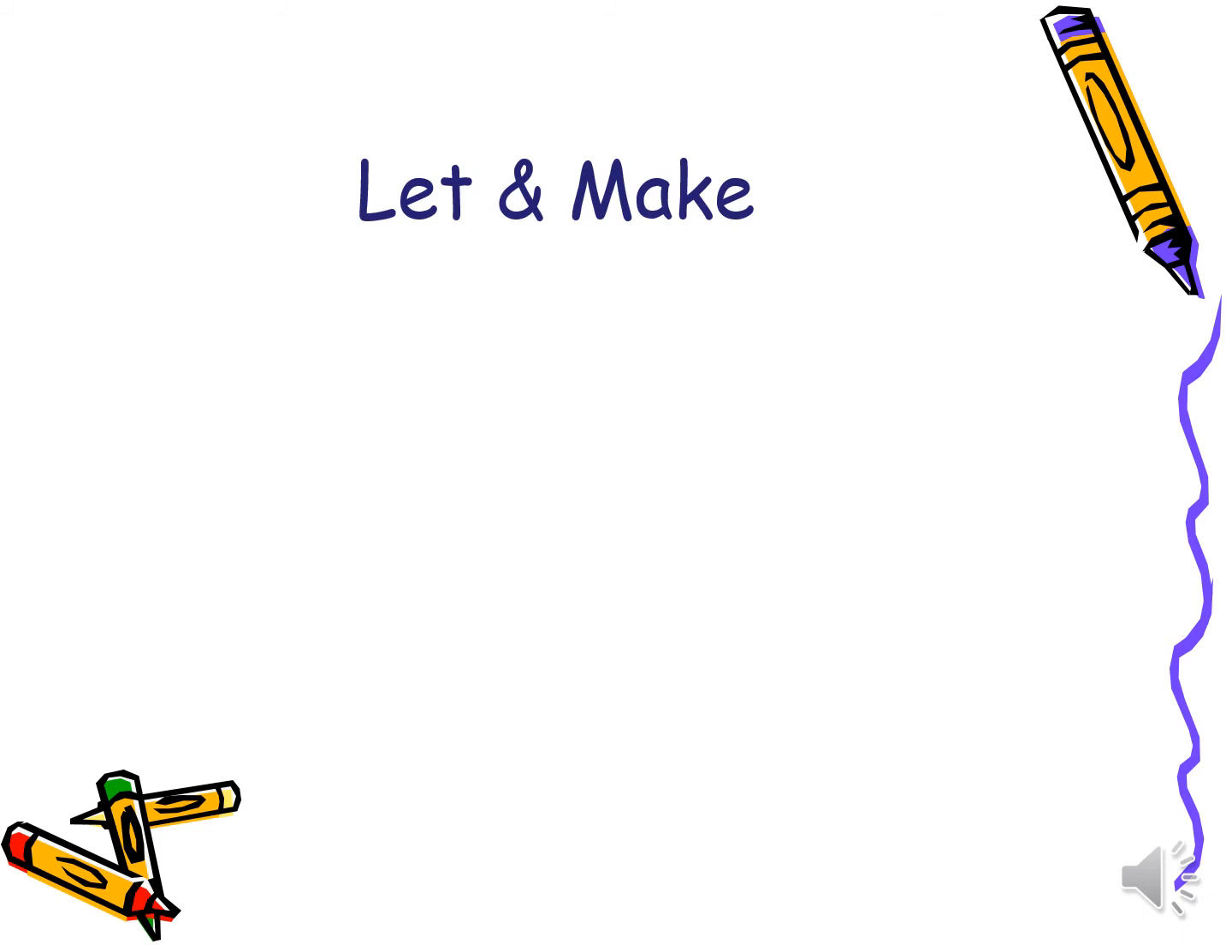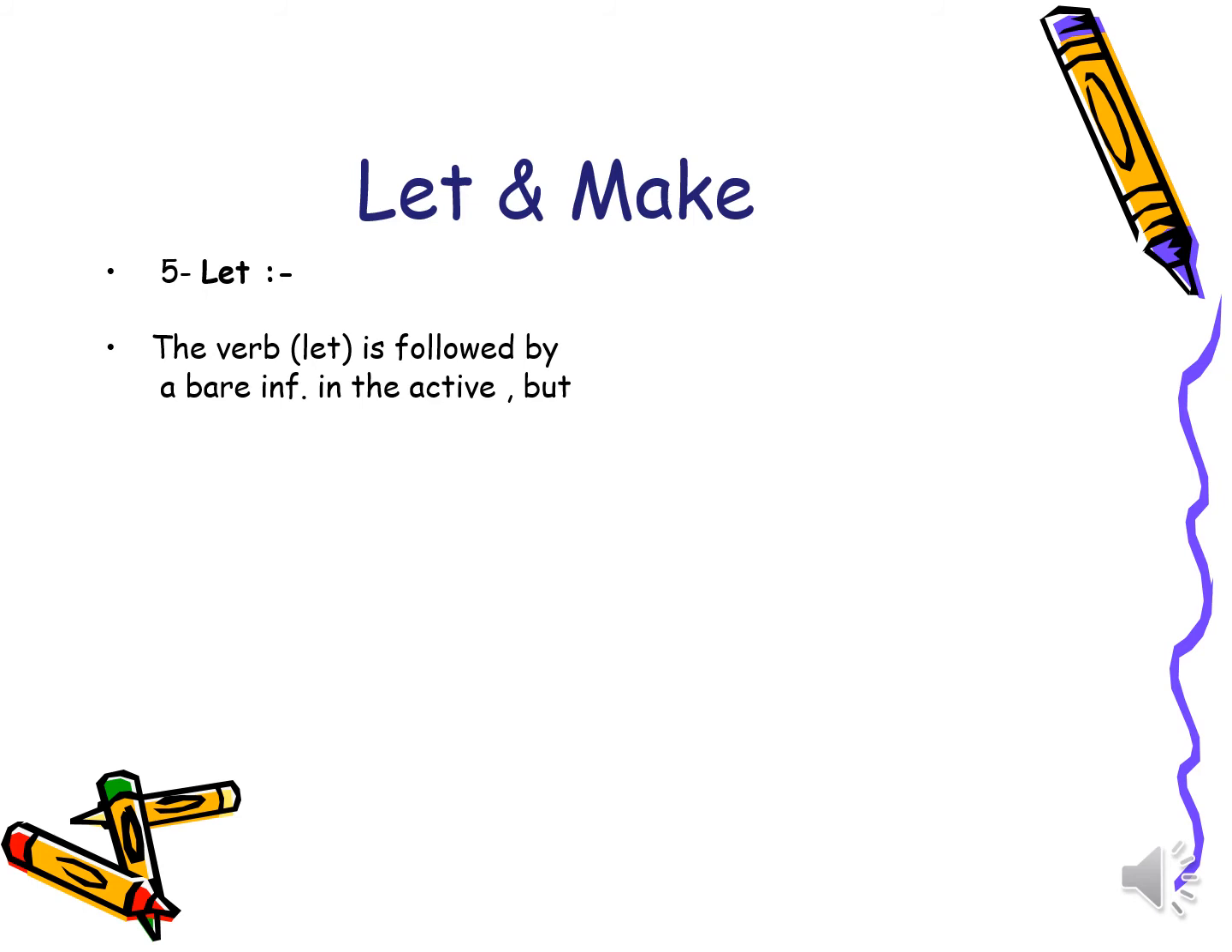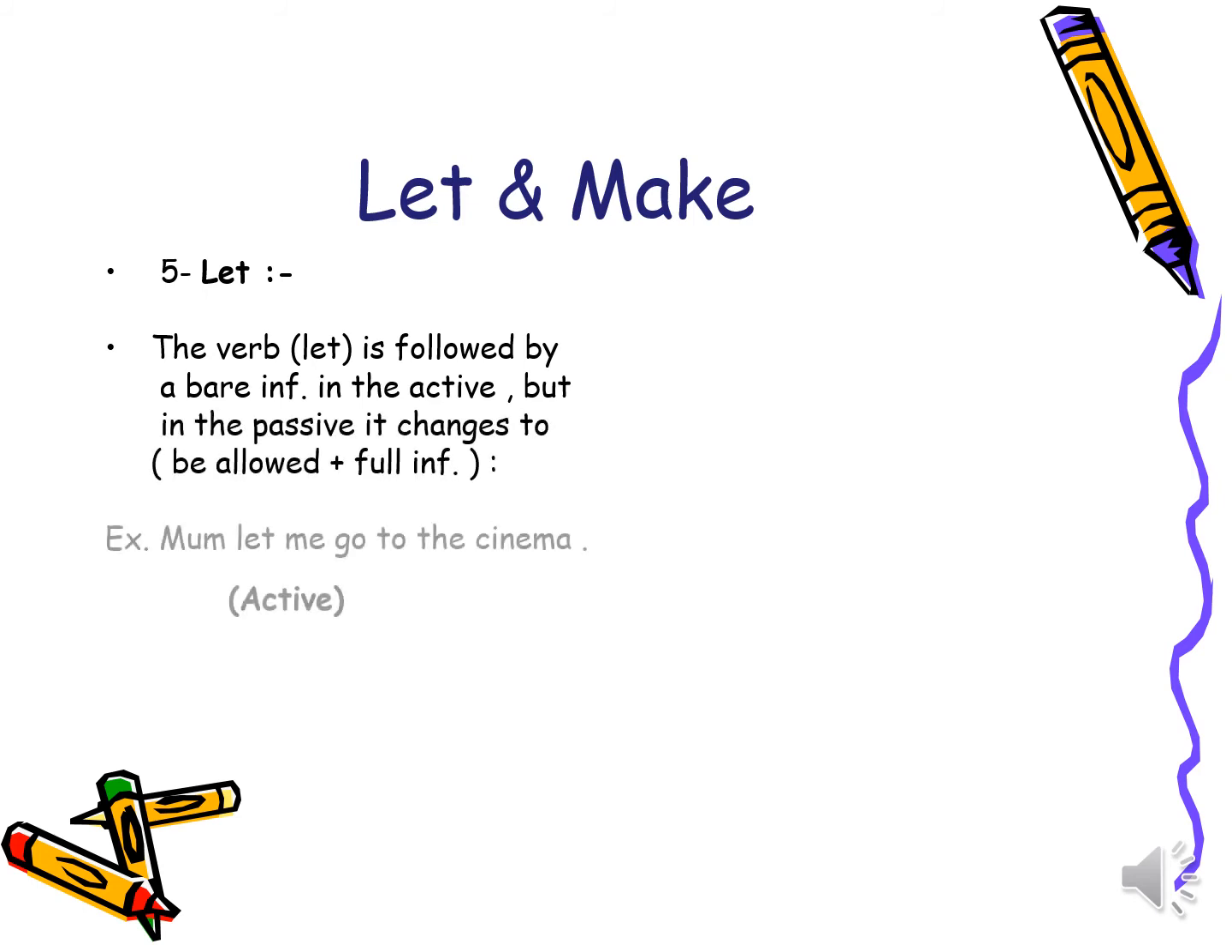Now we have let. How do we form the passive here? The verb let is followed by a bare infinitive. What do we mean by bare infinitive? It means without to. Like this example: Mom let me go to the cinema. This is active. It's past simple. How do we form the passive? We can say: I was allowed to go to the cinema. Of course we use was allowed here because this is past simple. So was plus allowed to. I was allowed to go to the cinema.